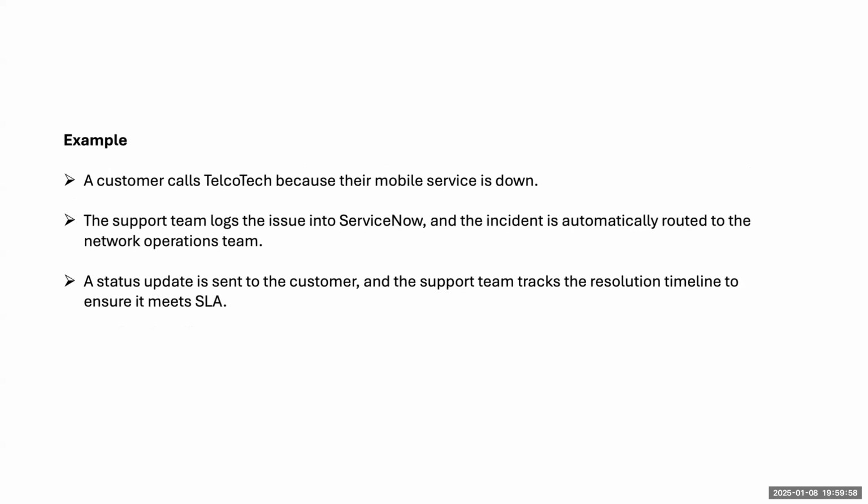Let's see, a customer calls a telco because their mobile service is down. The support team logs the issue into ServiceNow and the incident is automatically routed to the network team. A status update message is sent to the customer and the support team tracks the resolution timeline to meet the SLA. Don't you think that the major problem is now solved with just three lines? What do you think?